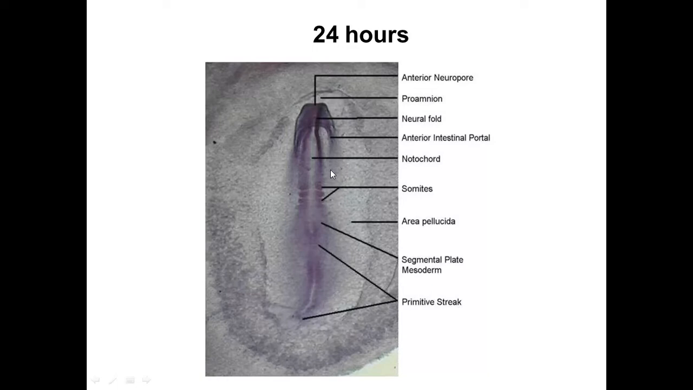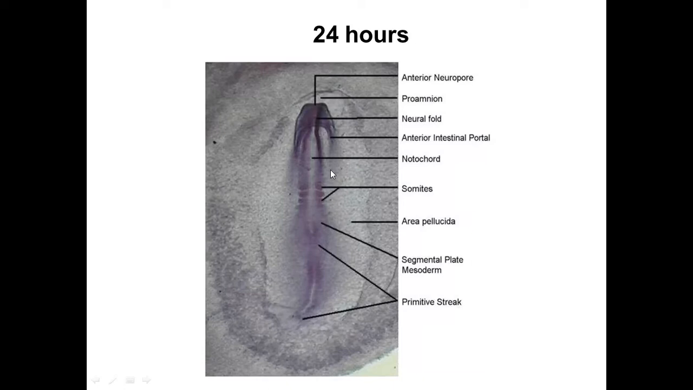And if I'm not mistaken, the first pair of somites actually appears during the 21st hour, and then every hour from that time, not sure if it's 20 or 21st, but every hour after that time, there will be one pair of somites that will be added.